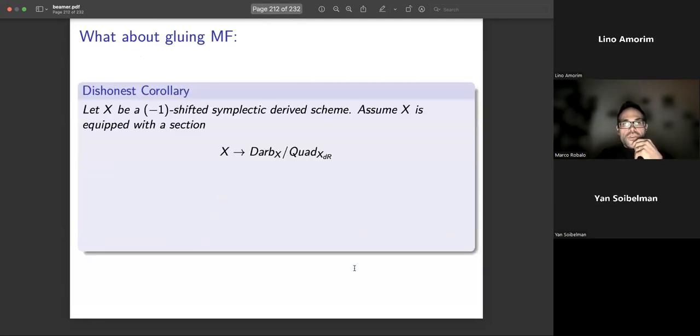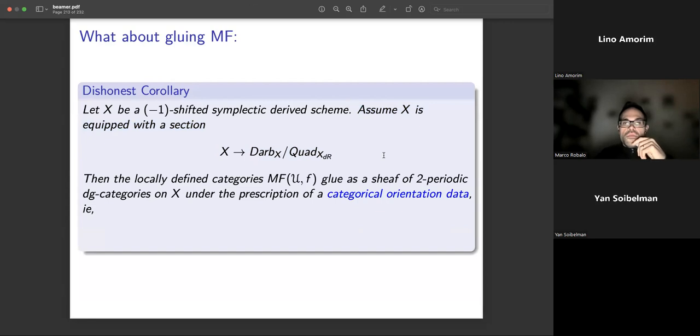So the corollary of this, now let me be very careful because there are some dishonest corollaries and honest corollaries. A dishonest corollary would be, we could try to do what we did with Joyce. The problem is we don't have the null homotopy on the nose. So if you are willing to pay a certain price, let's say we fix a section of this stack, then we know how to glue MF.